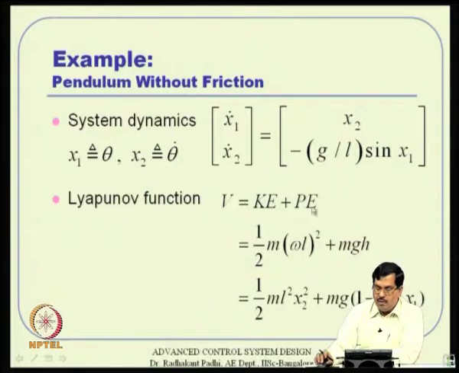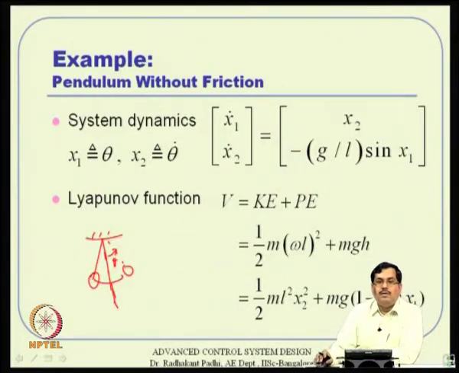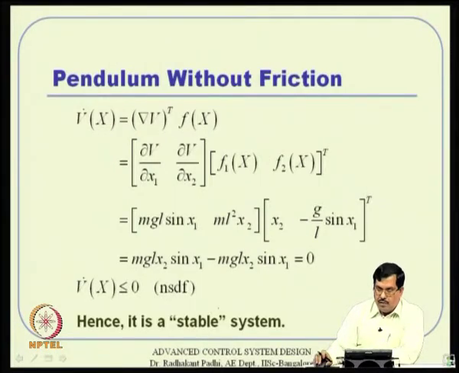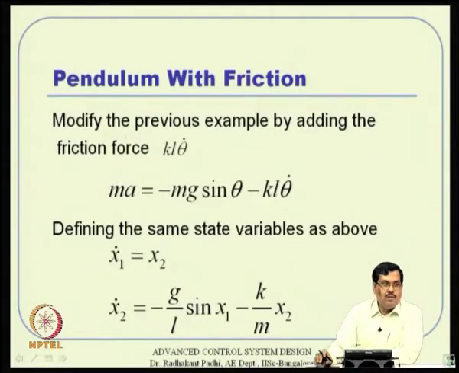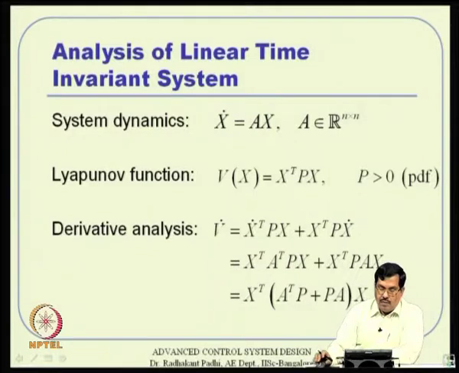Then we started with this example, kinetic energy plus potential energy for the pendulum. The pendulum we discussed here is a regular pendulum. That means about this vertical equilibrium point, it swings like that. This is my theta dot. So this is the pendulum problem, and we are able to show that the system is stable, but the frustration is that even with friction, we are only able to show that it is still stable. We are not able to show it is asymptotically stable, though we know that it is asymptotically stable. So we need further conditions, which we will study later.